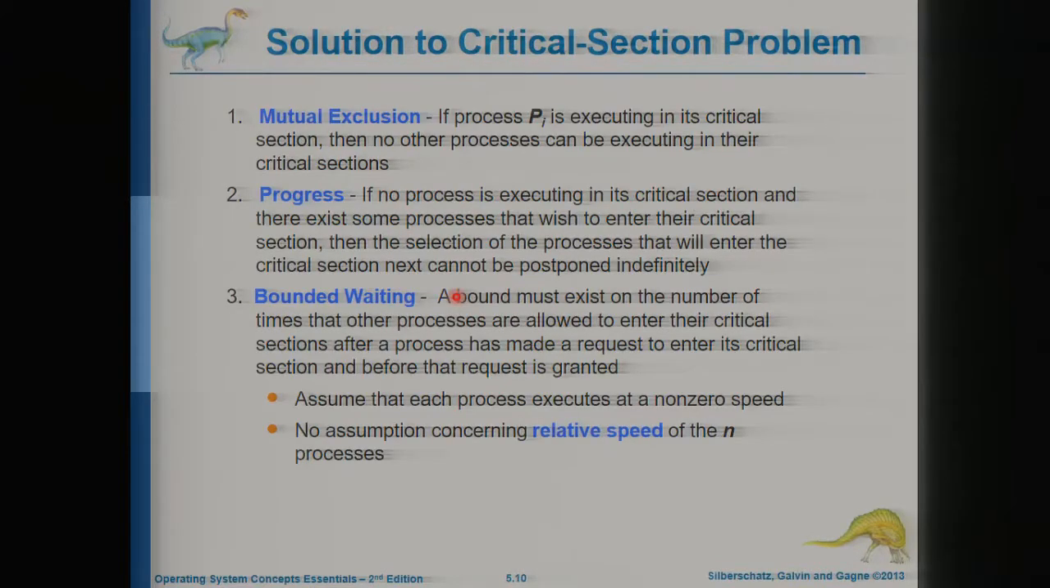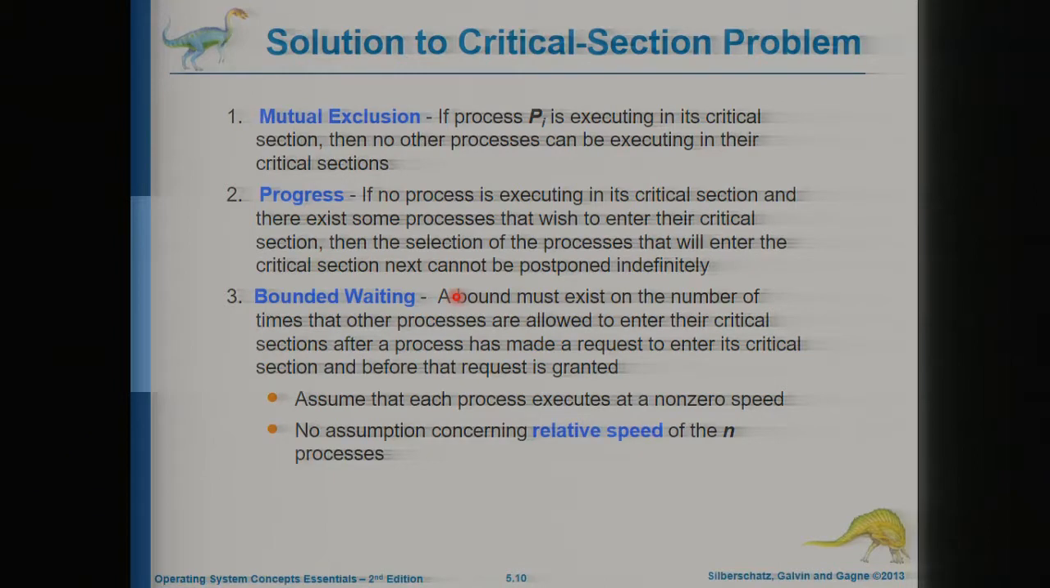There are three requirements that any critical section problem should solve. One is mutual exclusion, second is progress, third is bounded waiting. What is mutual exclusion? Mutual exclusion means only one process should enter into the critical section. At any given time, there will be only one process executing the critical section. Other processes who want to enter and execute their critical section cannot do that until this running process comes out of the critical section. So that is mutual exclusion.